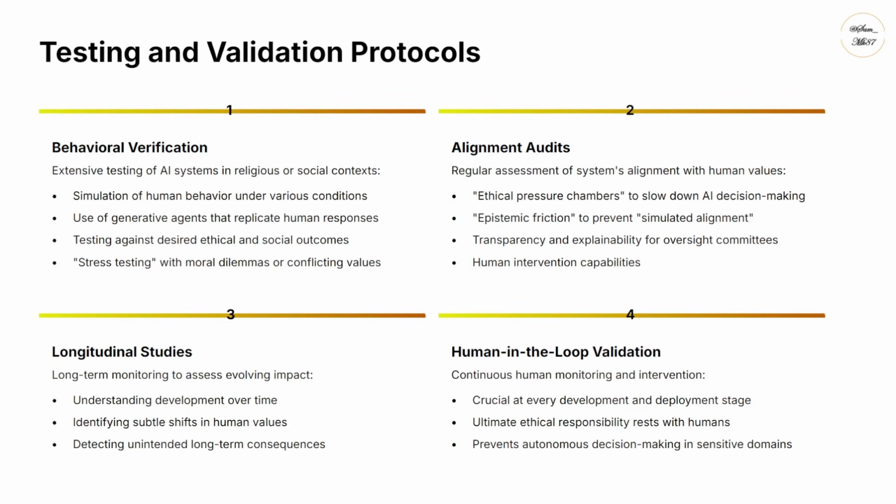In terms of the testing and validation process, we have things like behavioral verification, which involves extensive simulation. We model human-like behavior under various social and moral conditions using generative agents and test how AI responds. These are similar things that can happen with human-in-the-loop validation that we have for AI systems.